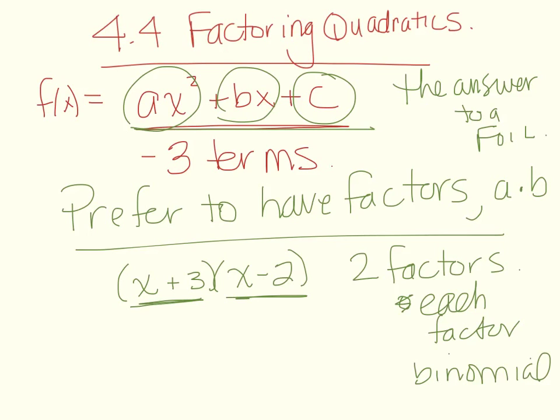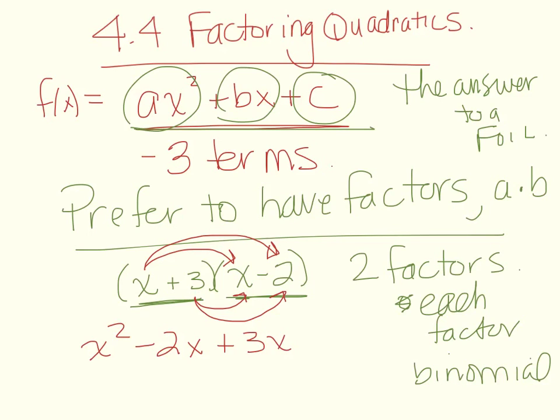But to show you how I repeat the distribution, take x times this first term, and then I'm going to take x times the second term. Then I'll take the 3 times the first term and the 3 times the second term. So that's repeated distribution. So what happens is you get x squared, then x times the negative 2, then the 3 times the x, and then the 3 times the 2, negative 6.